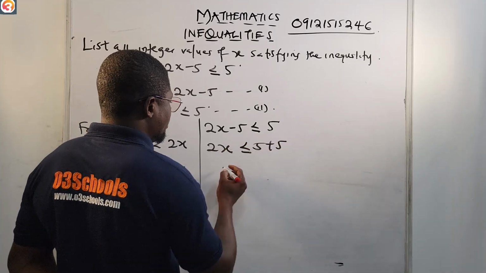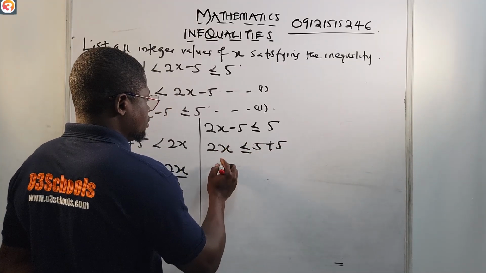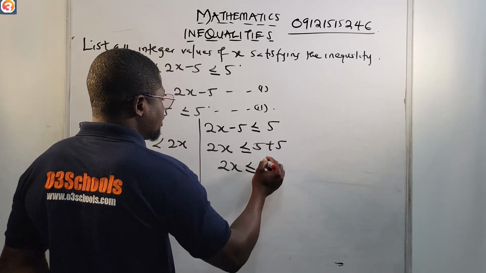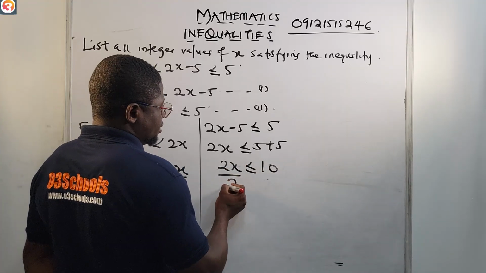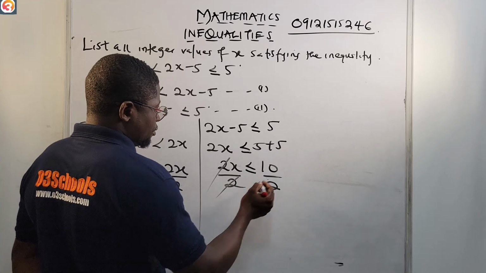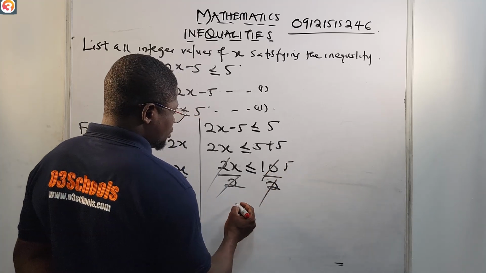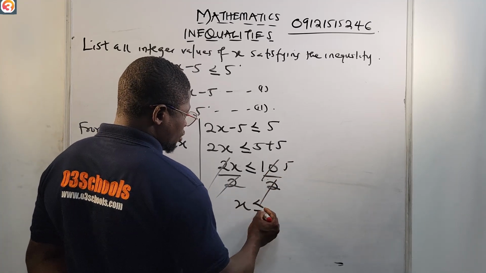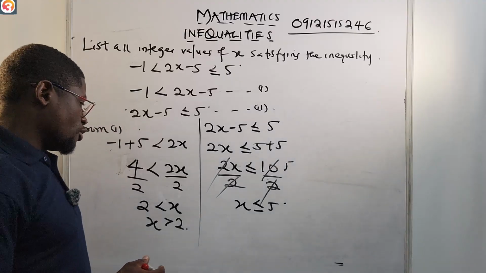5 plus 5. So 2x is less than or equal to what? 5 plus 5 is 10. So divide both sides by 2. The 2 cancels the 2, and 10 divided by 2 is 5. So x is greater than or equal to what? Now, 5. Now we can combine the inequalities.